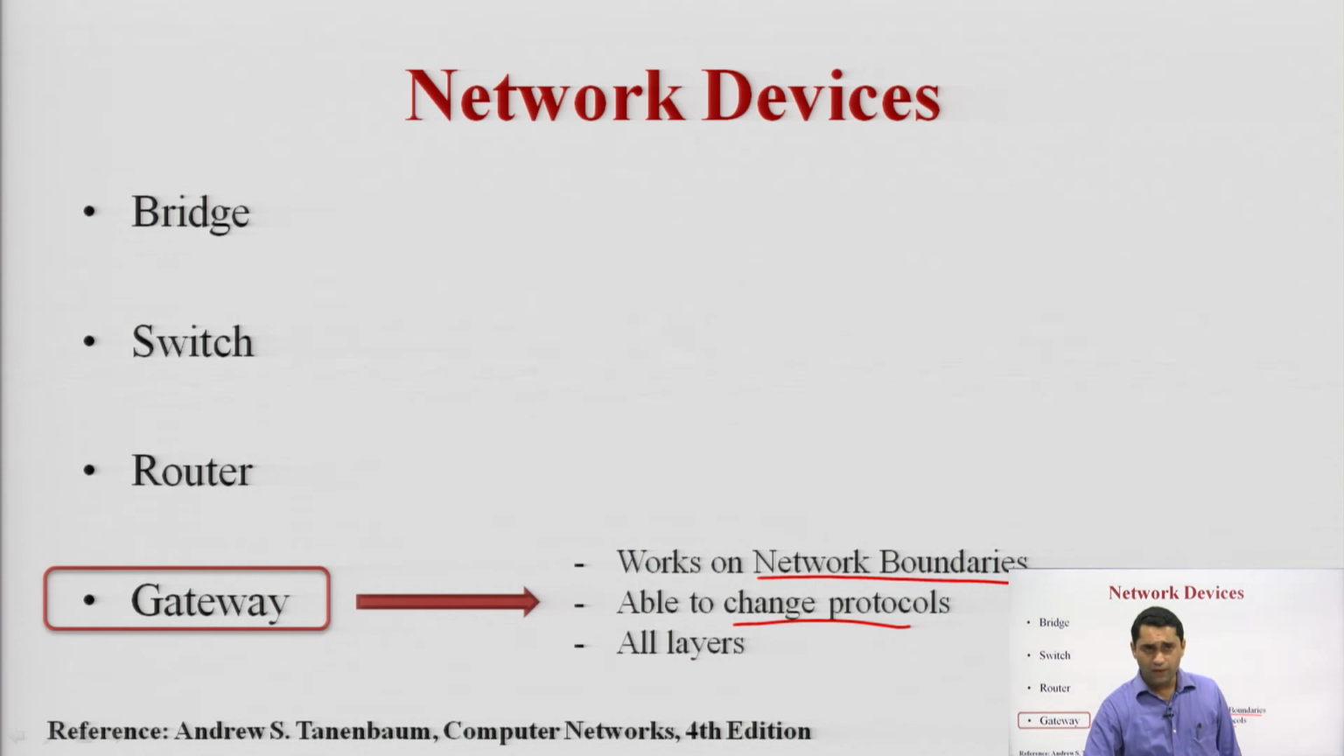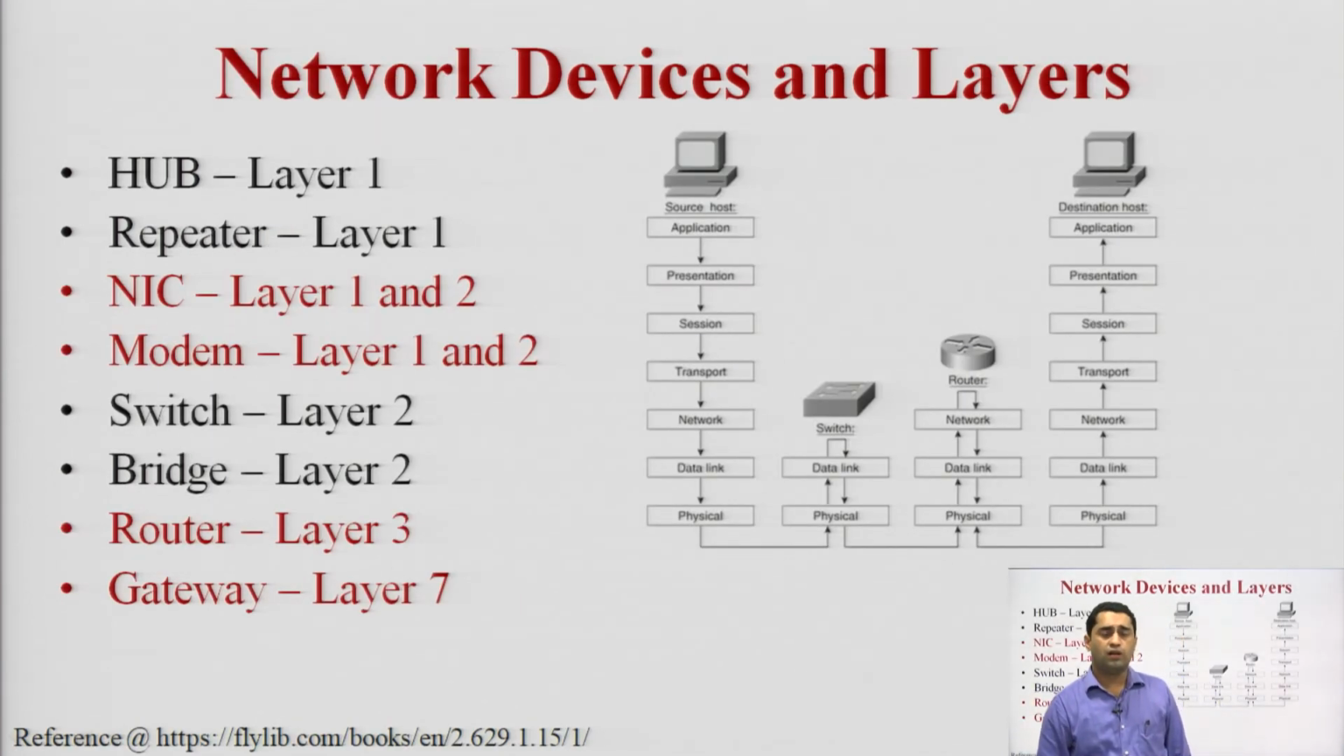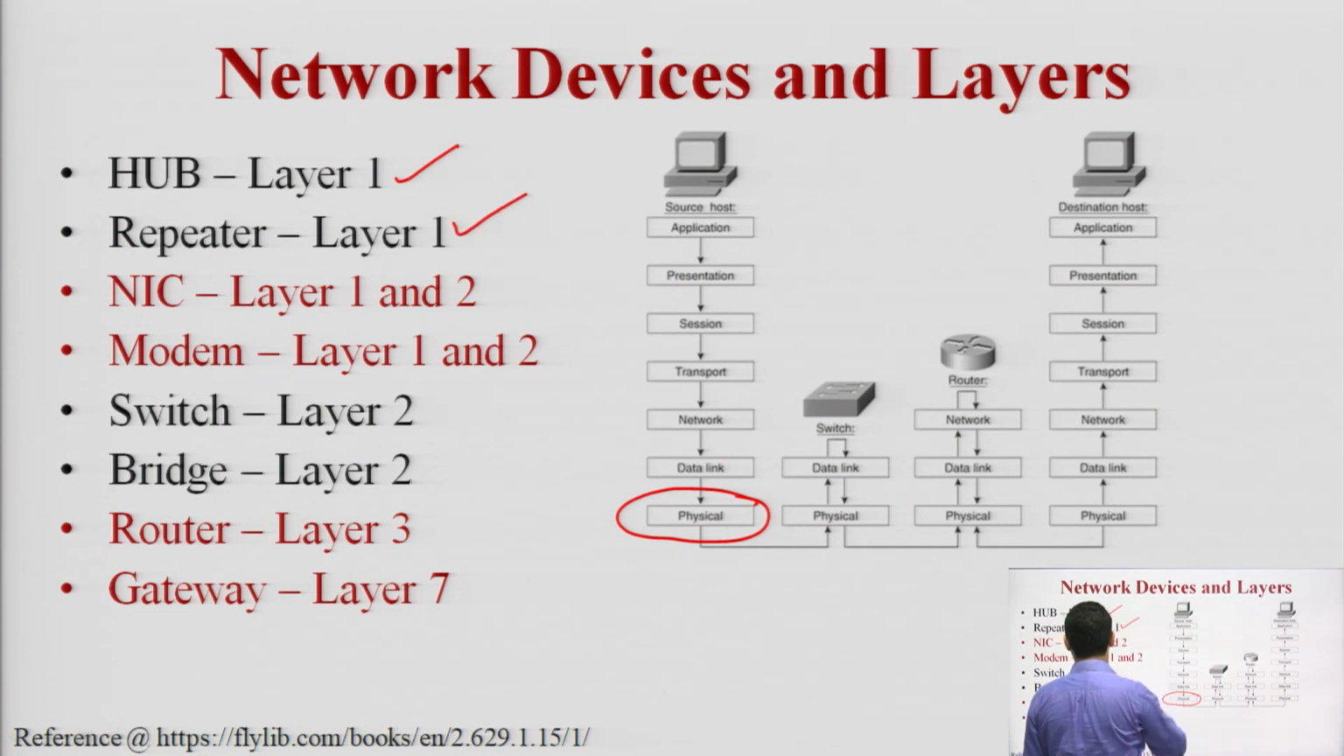So now we have discussed the 8 devices. Let us look at the layers where these devices are applicable. Let us have a look at this figure. Here it is clearly mentioned that the hub and repeater are layer 1 devices. Layer 1, just recall, means the physical layer. So at the physical layer we generally use hubs and repeaters.